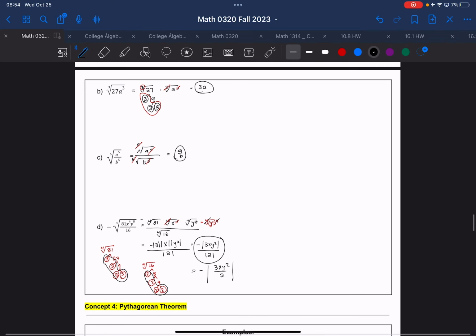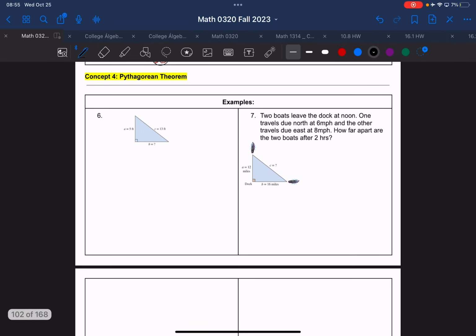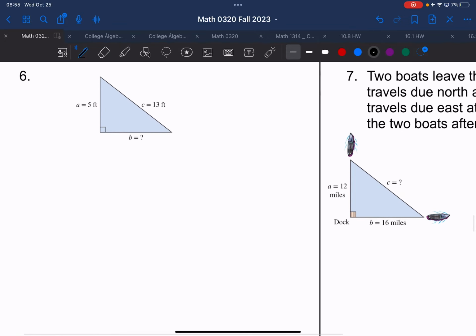Any questions on that concept? Next concept is the Pythagorean theorem. So this is just a review of middle school, high school math. Okay. Who remembers the formula for the Pythagorean theorem? A squared plus B squared equals C squared. Perfect. A squared plus B squared equals C squared. Okay?